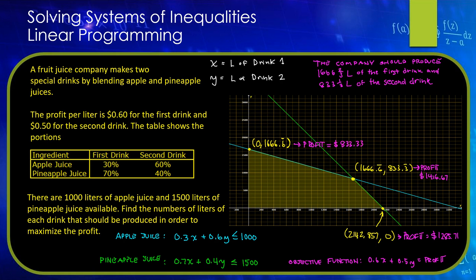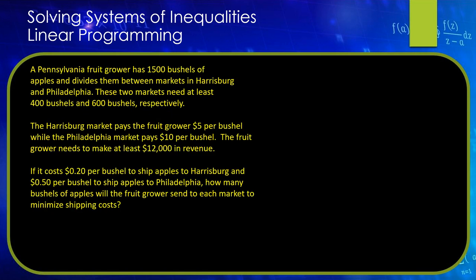So time to do one last problem for practice here. This one's going to be a little bit different because in this one you're going to be asked to find a minimum value rather than a maximum value, and it will sometimes happen that way. So the situation we have here is that a Pennsylvania fruit grower has 1,500 bushels of apples and divides them between markets in Harrisburg and Philadelphia.